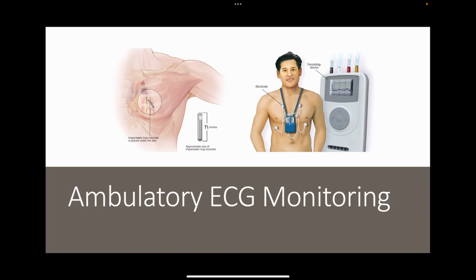So this is what it looks like. This is what the loop recorder looks like. Very, very small, about 1¼ inches long, very thin. It just goes right into the skin. And then this is your Holter monitor. You see they have just the leads on.